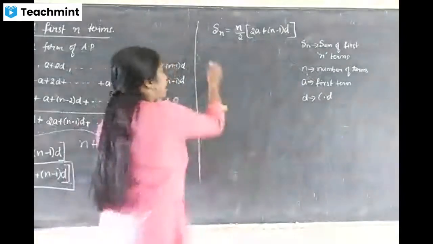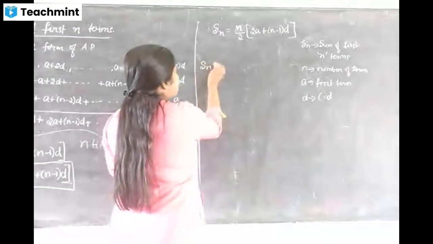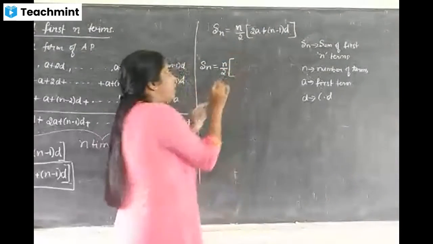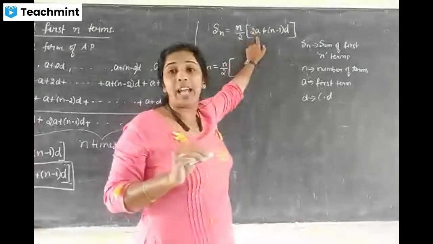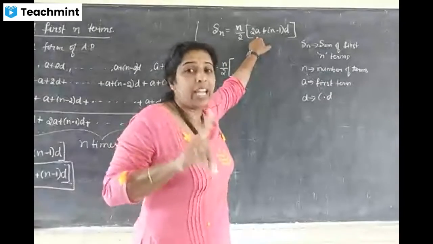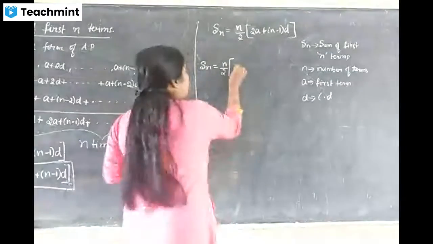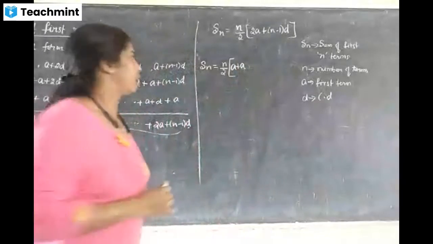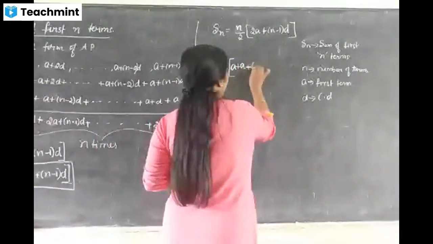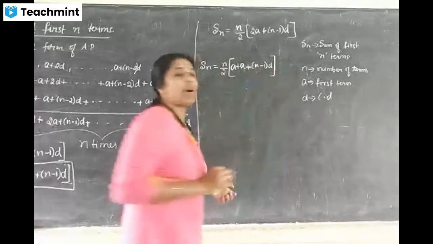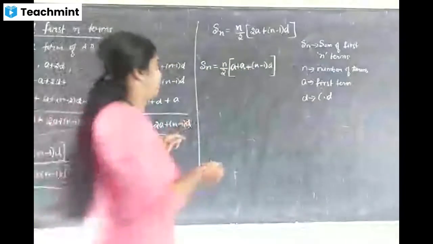Which is that? Sn is equal to n by 2, and here 2a is there. I split that 2a into a plus a. So it is n by 2 into 2a plus n minus 1 into d.